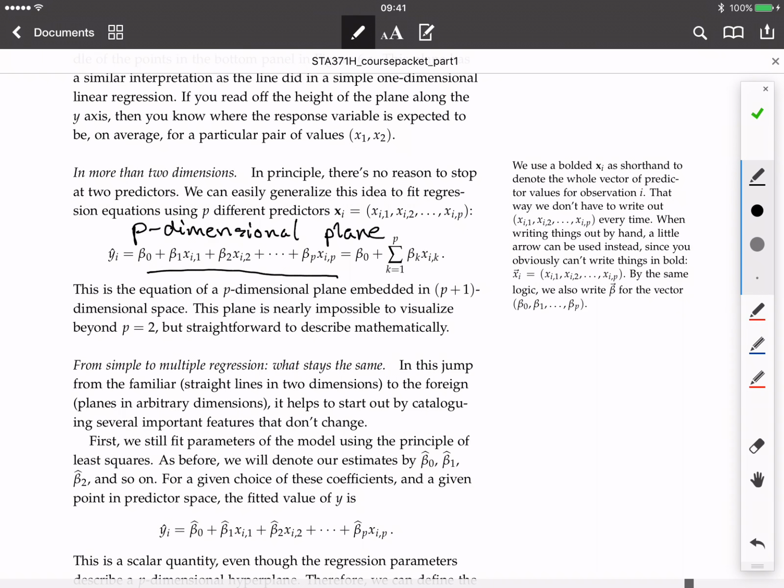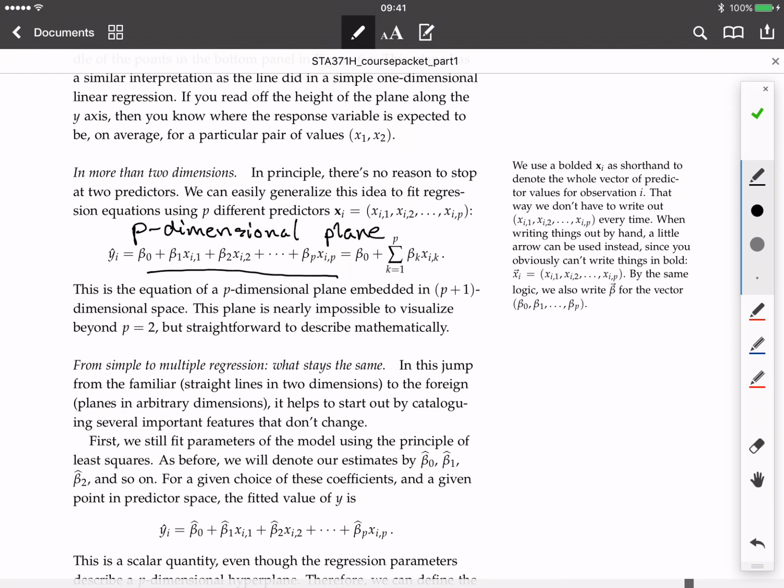But there's no problem describing it mathematically using an equation like this. So we will rapidly move from 1 to 2 to more than 2 variables. We'll have trouble visualizing it, but no trouble describing it using an algebraic equation of a p-dimensional plane.